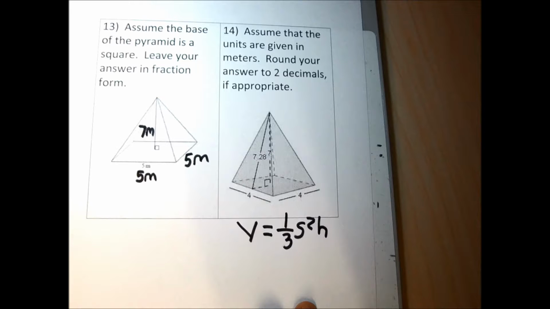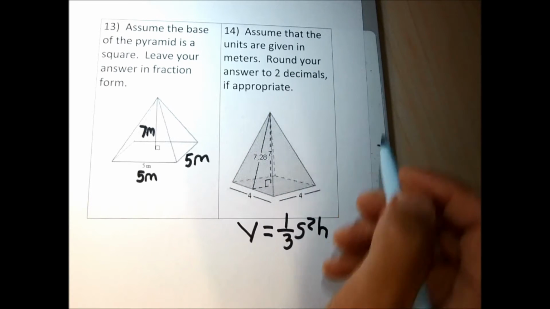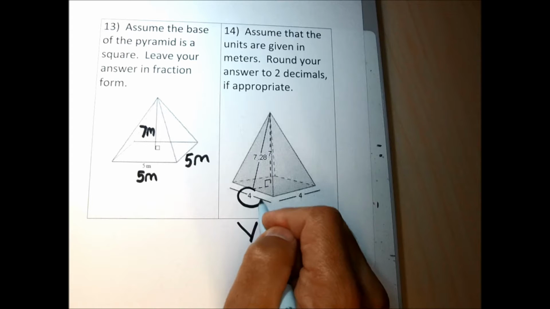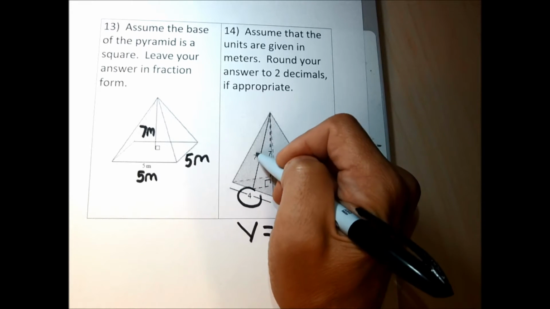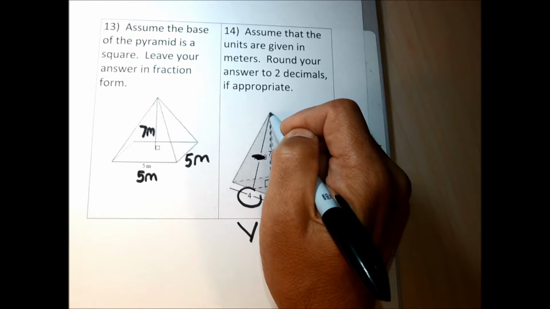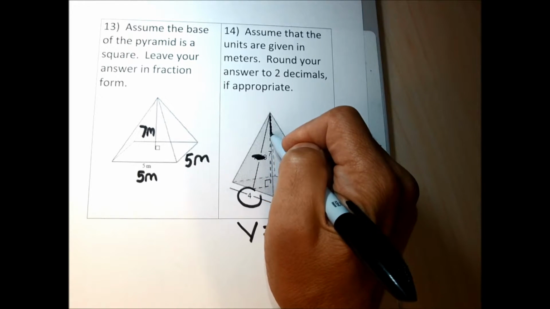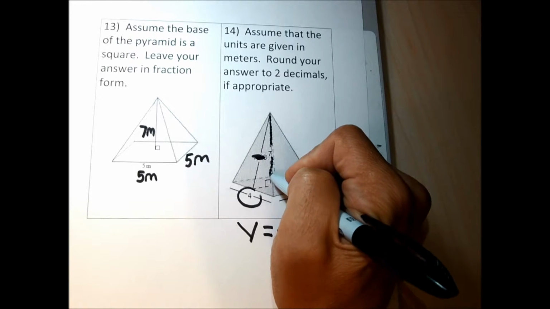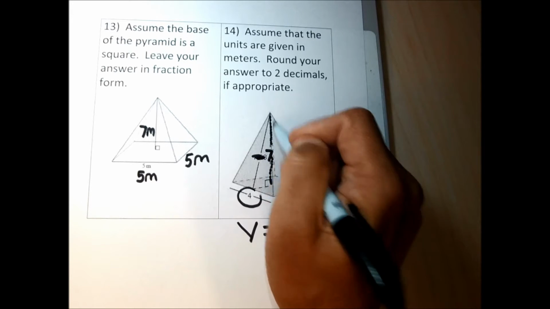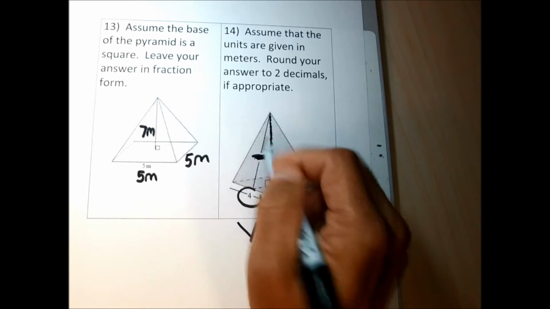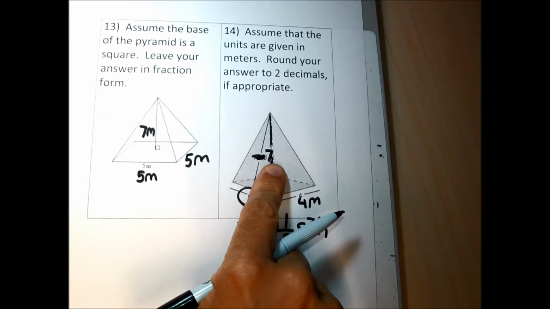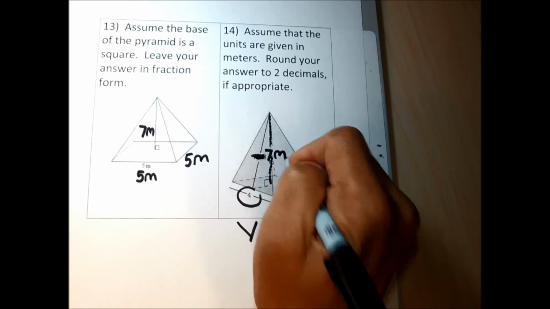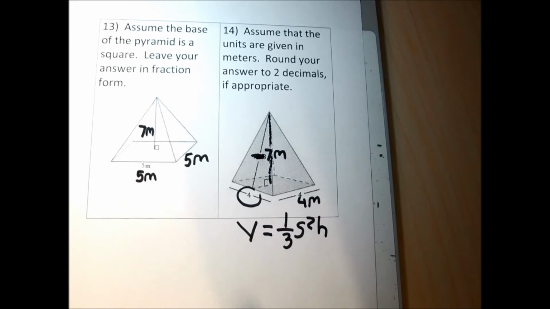So for my volume, it says assume that the units are given in meters. So the S's are 4 meters, and this is a horrible picture because this doesn't have anything to do with the height. The height is the distance from the center of the base to the top point, which is 7, and this is a length that I don't need. Yours is better because it doesn't have a length that you don't need on it. So both of our heights are the 7, and mine are meters. And my base is 4 meters by 4 meters, yours is 5 by 5.